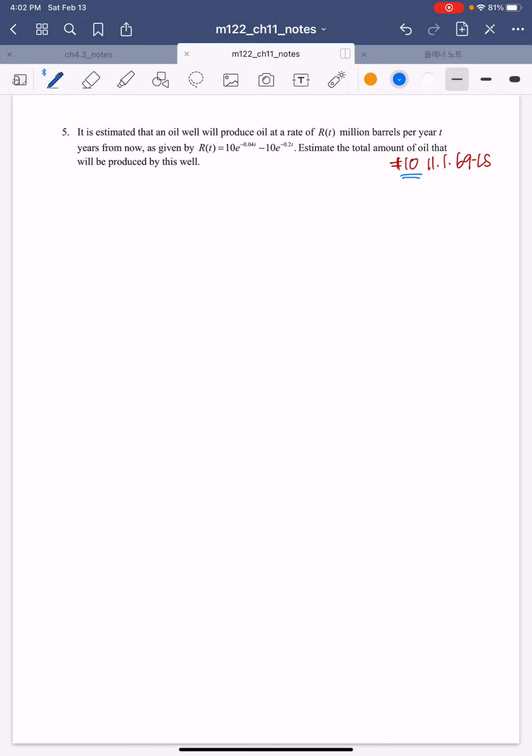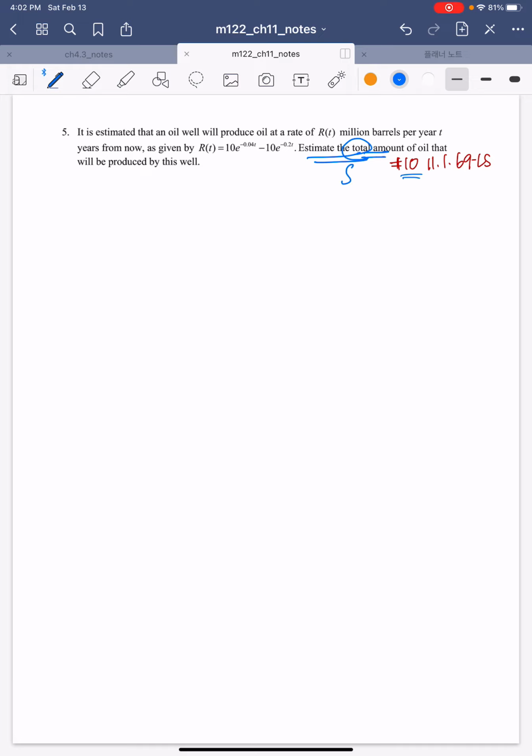All right, so we have an oil rate given from now all the way up to infinity. So that's the key point. We have this starting point all the way up to infinity, and our goal is to find the total amount. This phrase, the total amount, is a key clue that we need to take the antiderivative.